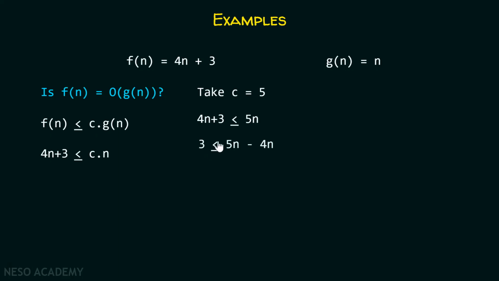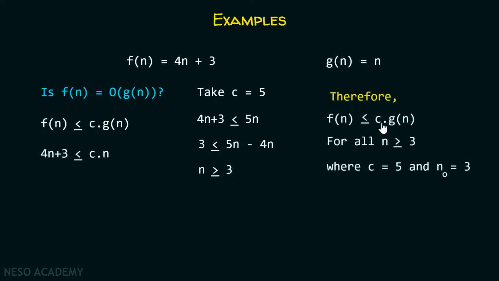Let's solve this. 3 will be less than or equal to 5n minus 4n. This gives n greater than or equal to 3. So this inequality satisfies for all n greater than or equal to 3. Therefore, we can say f(n) is less than or equal to c dot g(n) for all n greater than or equal to 3, where c is equal to 5. Here we are choosing the constant c as 5 and n naught is equal to 3. Here this is the n naught value. For all n greater than or equal to 3, this will satisfy, which eventually means f(n) is equal to big O of n. We can replace this g(n) by n.